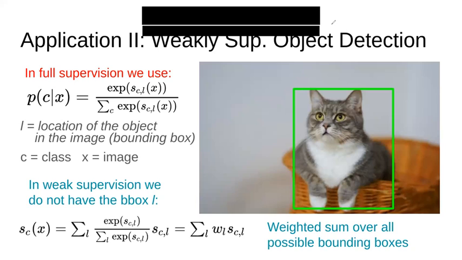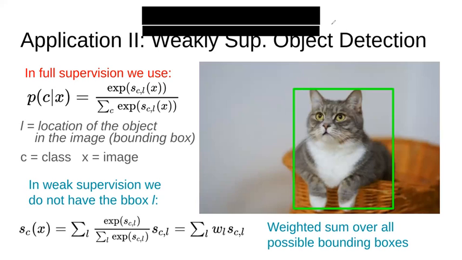But again, in our problem, we make things more complicated. We don't have the bounding box during training. So we still need to find a way to train our model. And what is done is to compute again, instead of computing the score or the probability of a class given a bounding box.